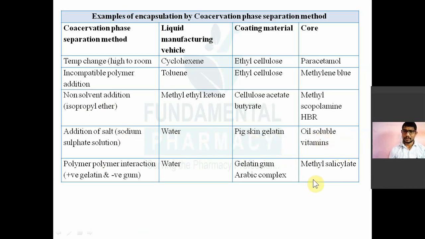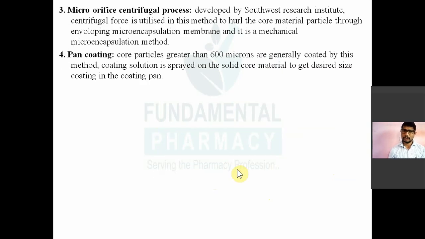Then again in the same way, methyl salicylate also encapsulated by gelatin and gum Arabic complex. So these gums are deposited on the methyl salicylate using water as a liquid manufacturing phase, and it is done by mechanism known as polymer interaction. Okay, मतलब ये हो गया, not much important.